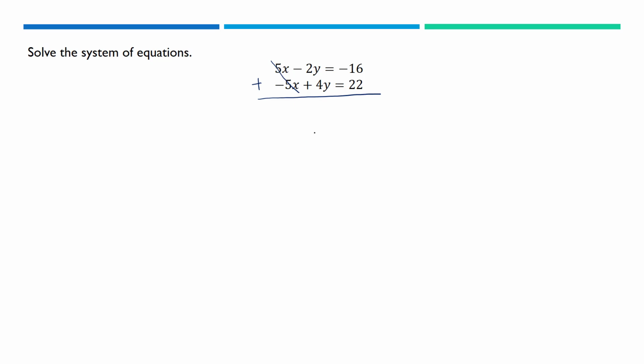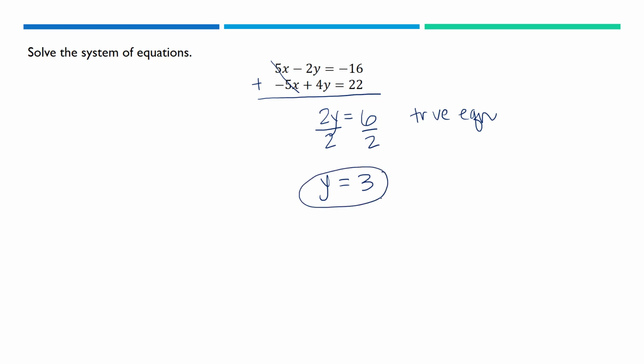5x minus 5x, that variable is going to disappear. Negative 2y plus 4y is 2y. And on my right-hand side, negative 16 plus 22 is 6. I've created what should be another true equation, and this true equation is an equation in one variable because my x's were eliminated. If I solve for y, I've got the y value of my ordered pair solution.